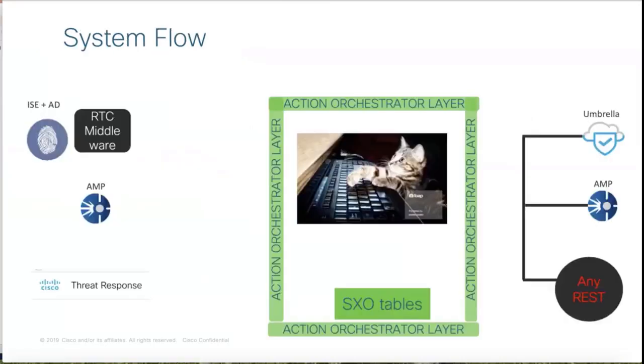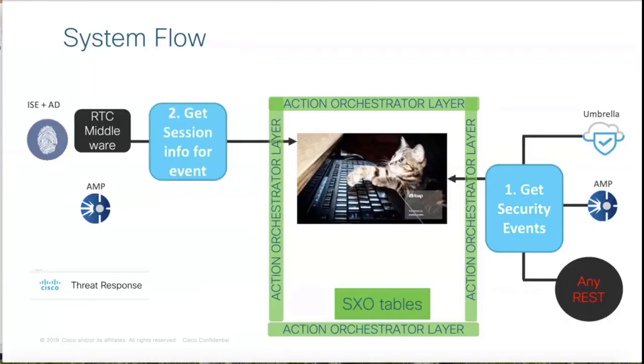So at a high level, we have a system flow here and the compulsory picture of a cat. We are getting security events from any source, with Umbrella and AMP currently implemented. We are retrieving session information for the IP address that we get from, for example, Umbrella, and we are getting that from ICE or Active Directory, actually. And in order to get onto the on-prem devices where we still do not have an SSE connection, we are using a little middleware, which runs as a Docker container. So it's very easy to install.